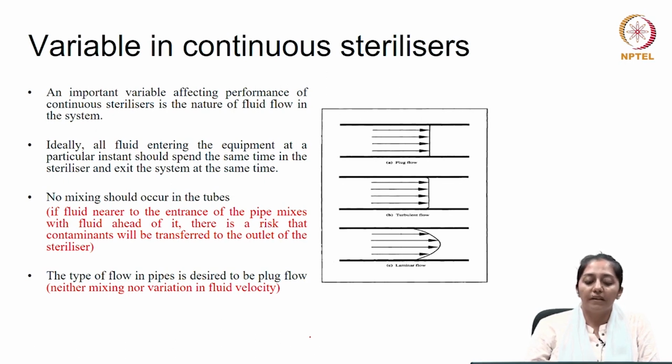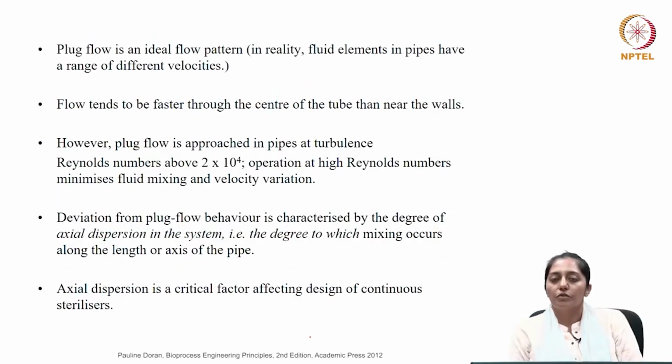Now, if the fluid near the entrance of the pipe mixes with the fluid ahead of it, so if there is back mixing happening, then there will always be a risk that the contaminants will be transferred to the outlet of the sterilizer. So, the type of flow in the pipes is desired to be plug flow. So, there is neither mixing nor variation in the fluid velocity. So, we know that plug flow is an ideal flow pattern.